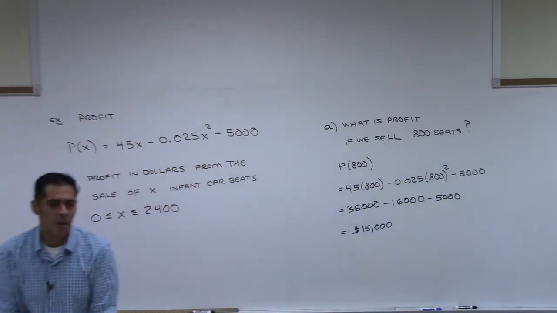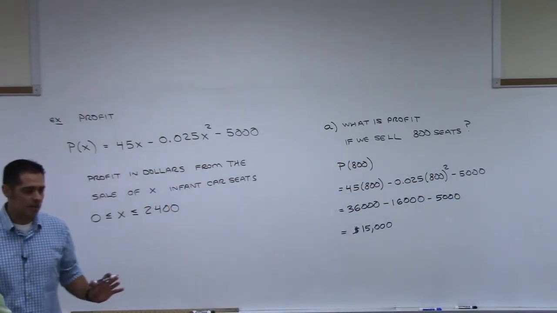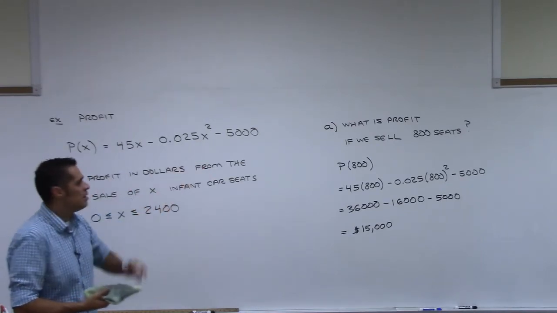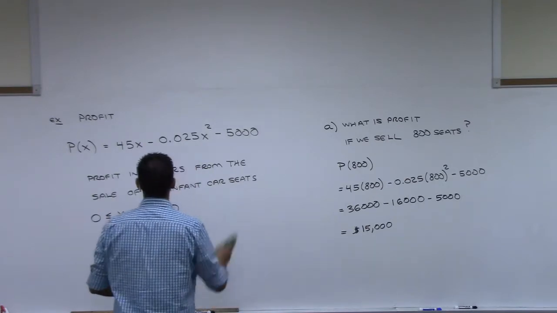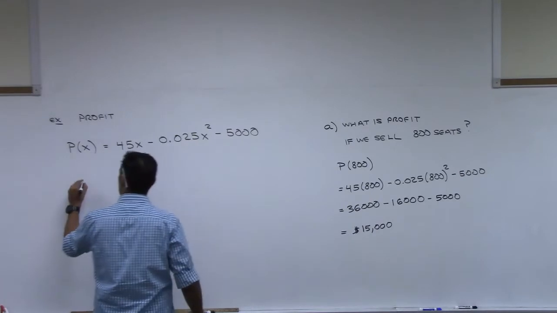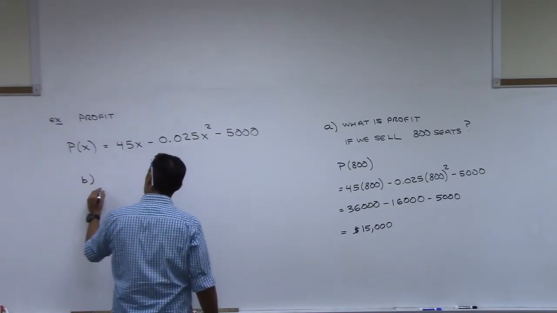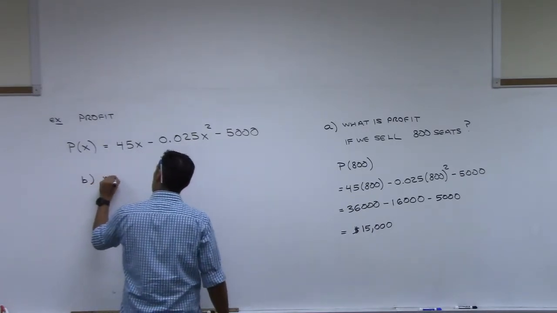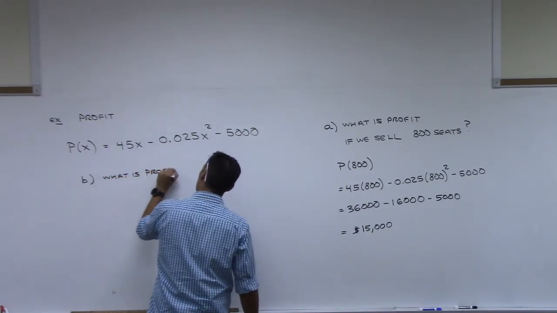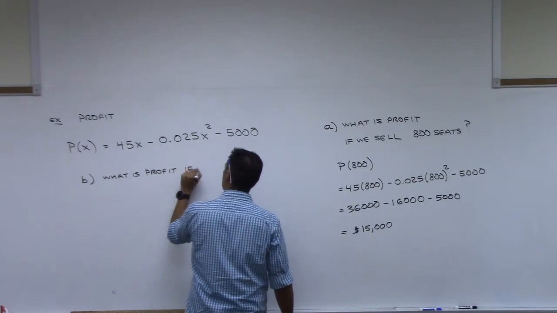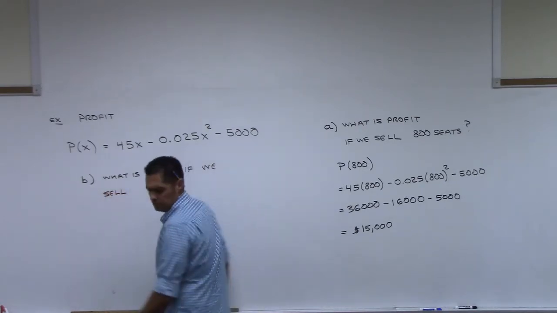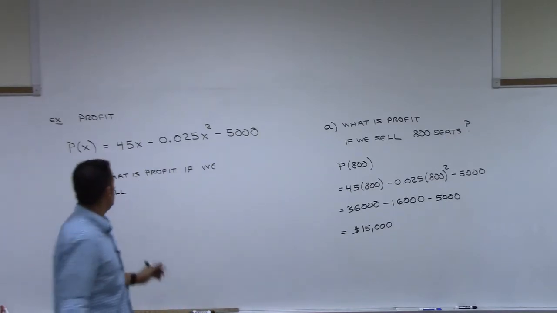Notice I haven't asked any questions that involve limits or anything yet, right? Haven't asked for the derivative or anything else. Just, hey, what's the value of the function at 800? So part B, I think I'll erase this. Part B is going to be, what is profit if we sell 850 car seats?